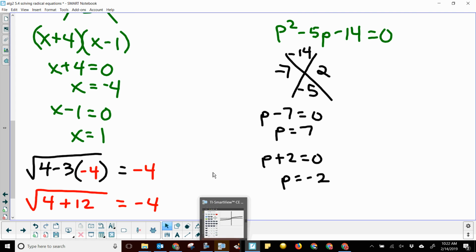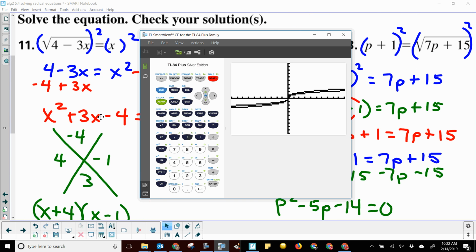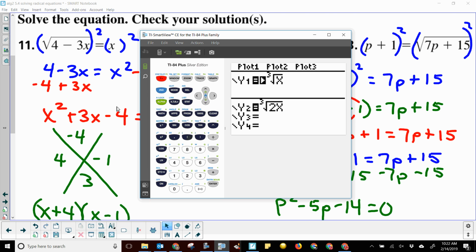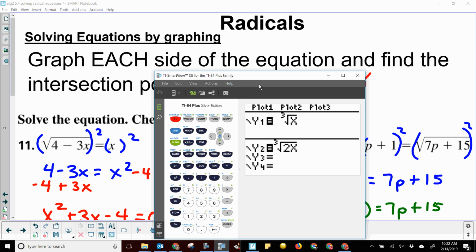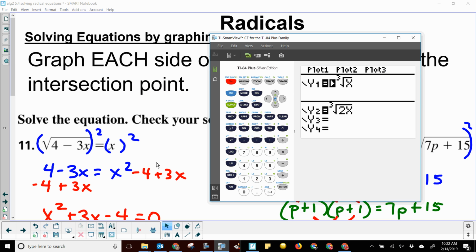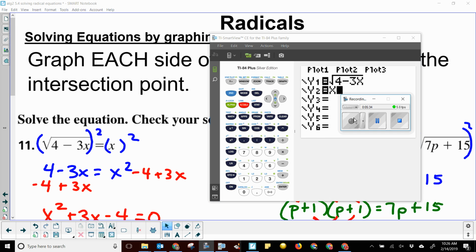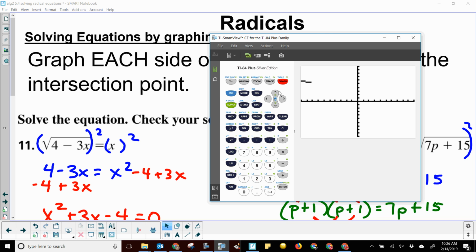So here's how you do it. So pull out your calculator. You just go to y equals. And at the top of the page, it said graph each side to find the intersection point. The intersection point is the one solution that will work. So, all right. So, square root of 4 minus 3x goes in y1 and x goes into y2. And we found out negative 4 didn't work, but 1 did.